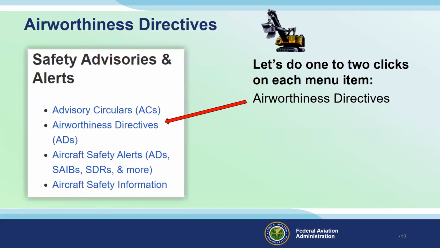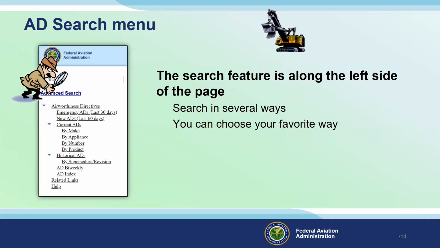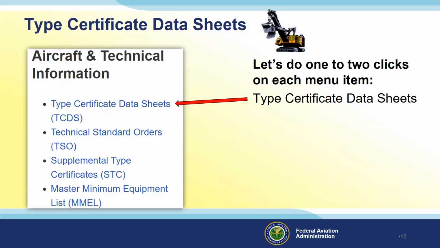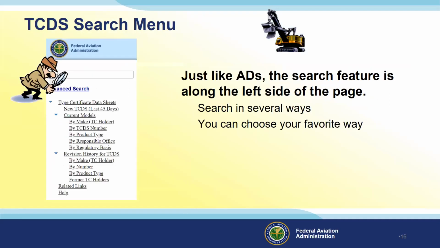I'm not going to spend a lot of time on AD search right now, because we're going to look at that later, but you can search for ADs. And there's the search window on the left. Type certificate data sheets. And there's the menu for type certificate data sheets. You can look it up by the aircraft make or the actual type certificate data sheet number, so on and so forth.